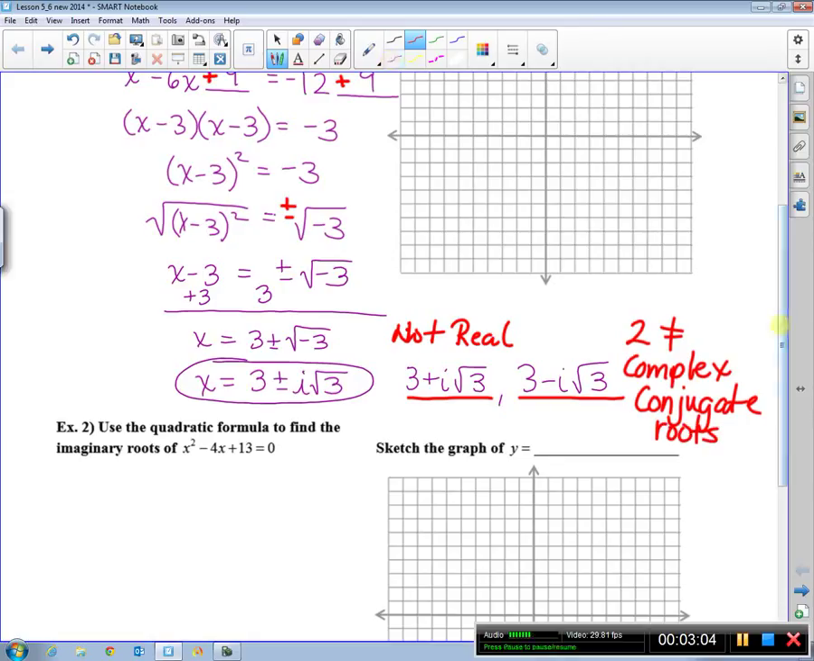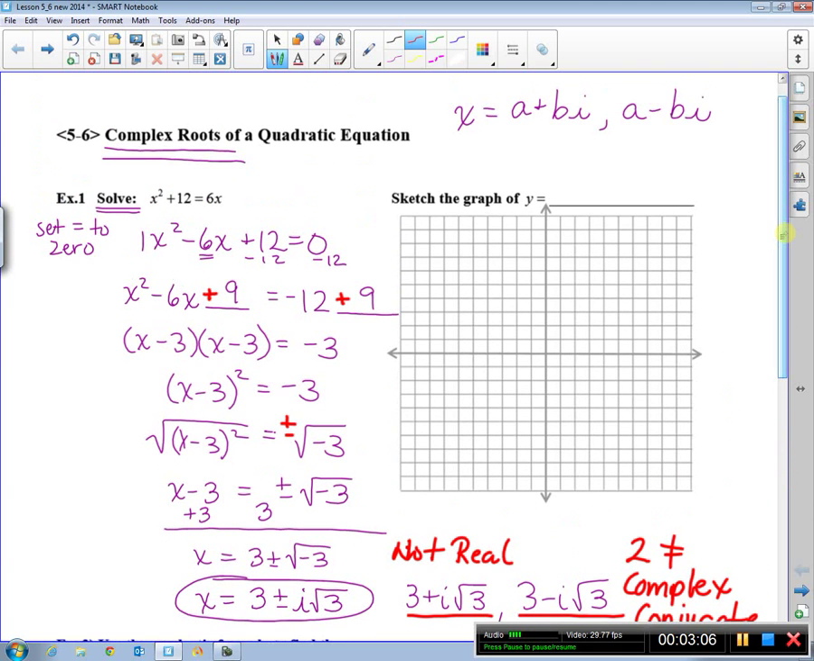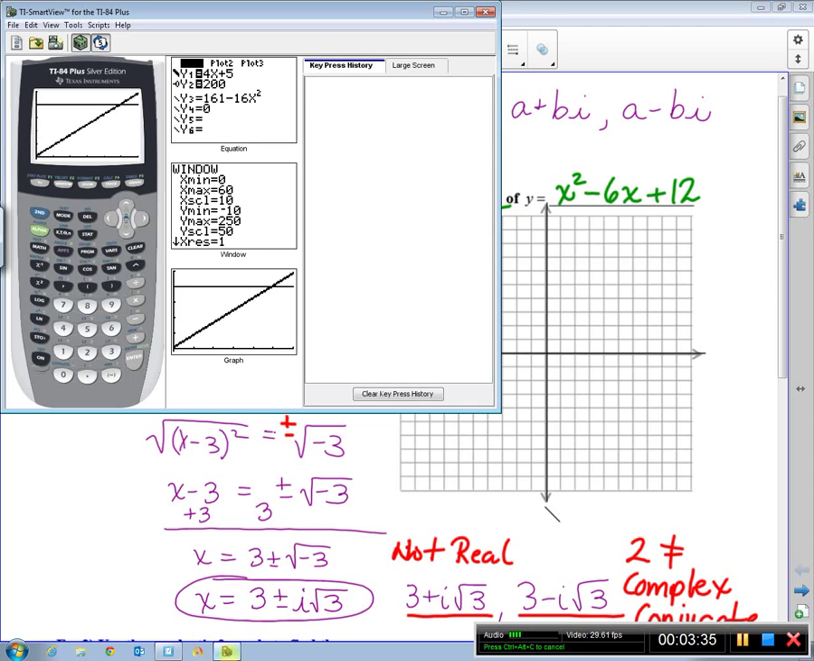Now I have a graph set up here just to connect the concept that the roots are imaginary with the idea that this graph should not cross the x-axis. So let's do the graph of y equals x squared minus 6x plus 12. Go ahead and put that into your graphing calculator. X squared minus 6x plus 12. I'm going to clear out all this from earlier in the unit.